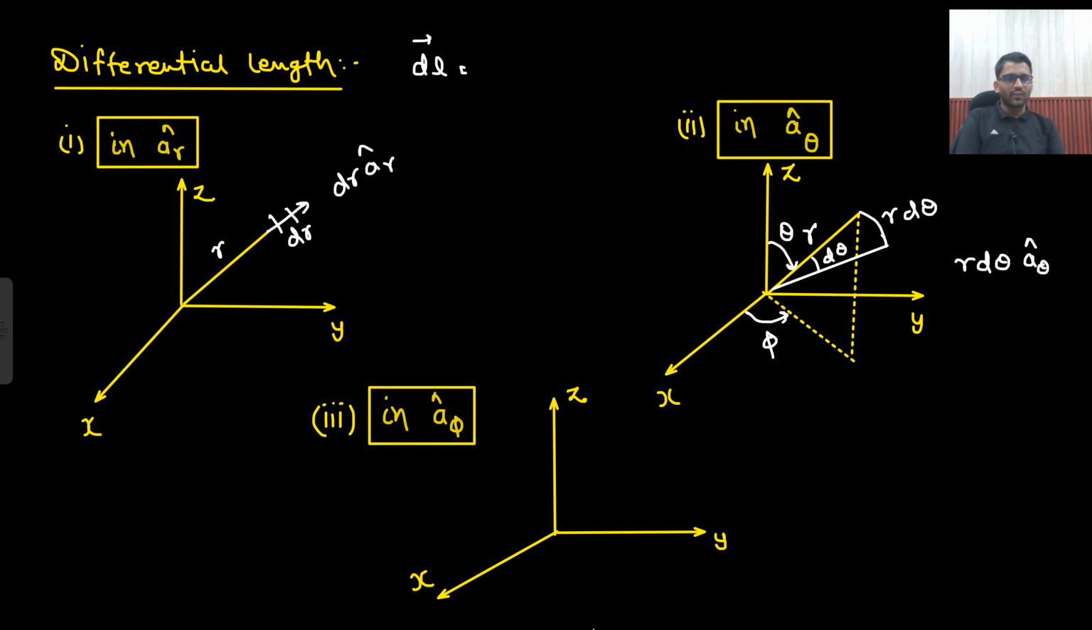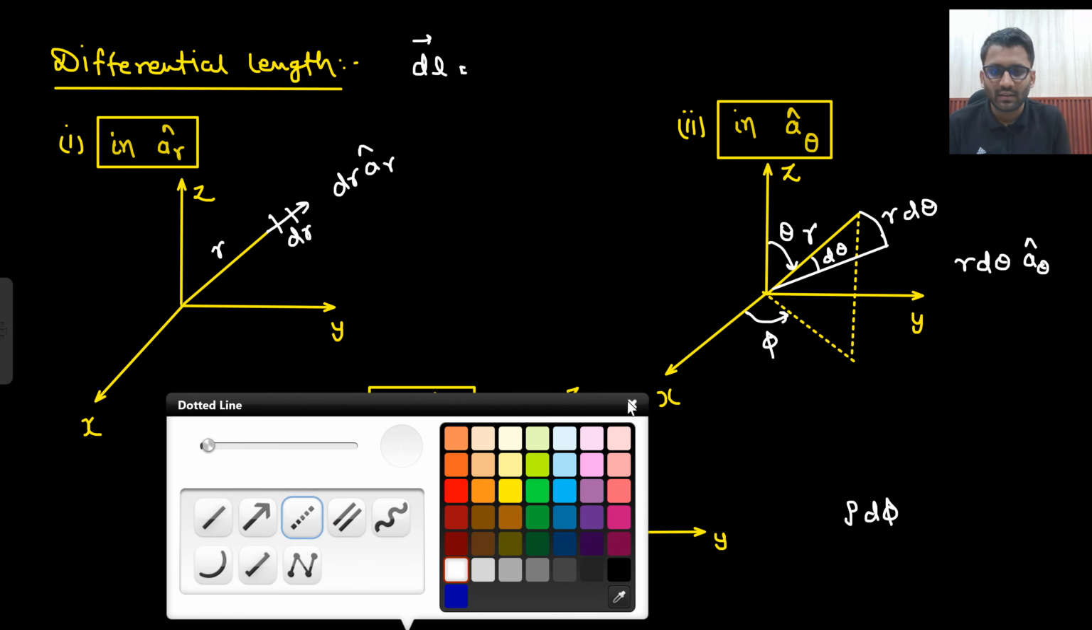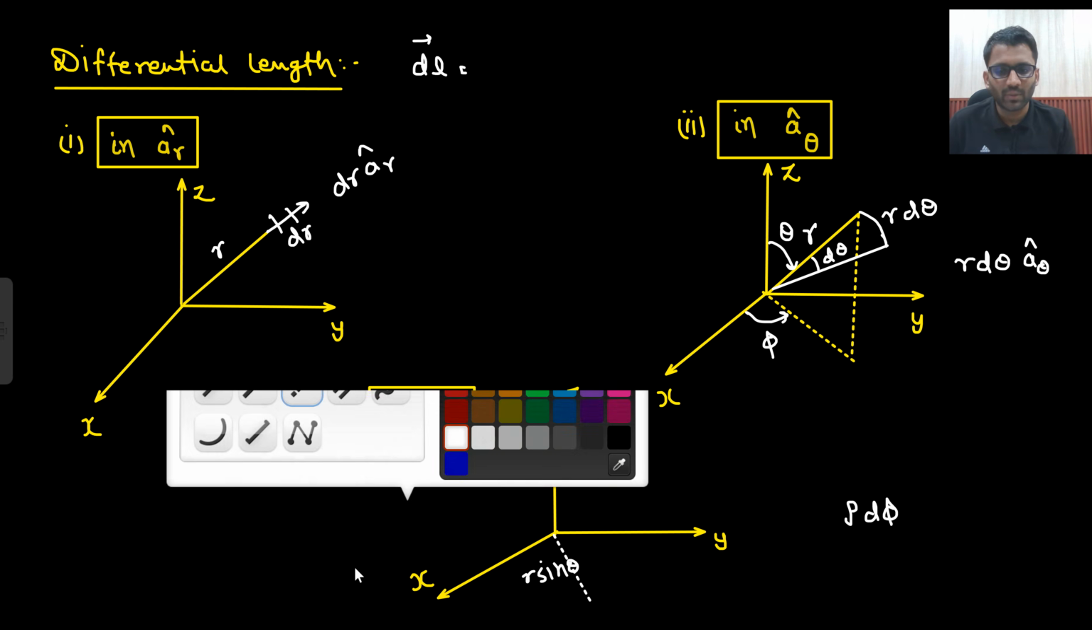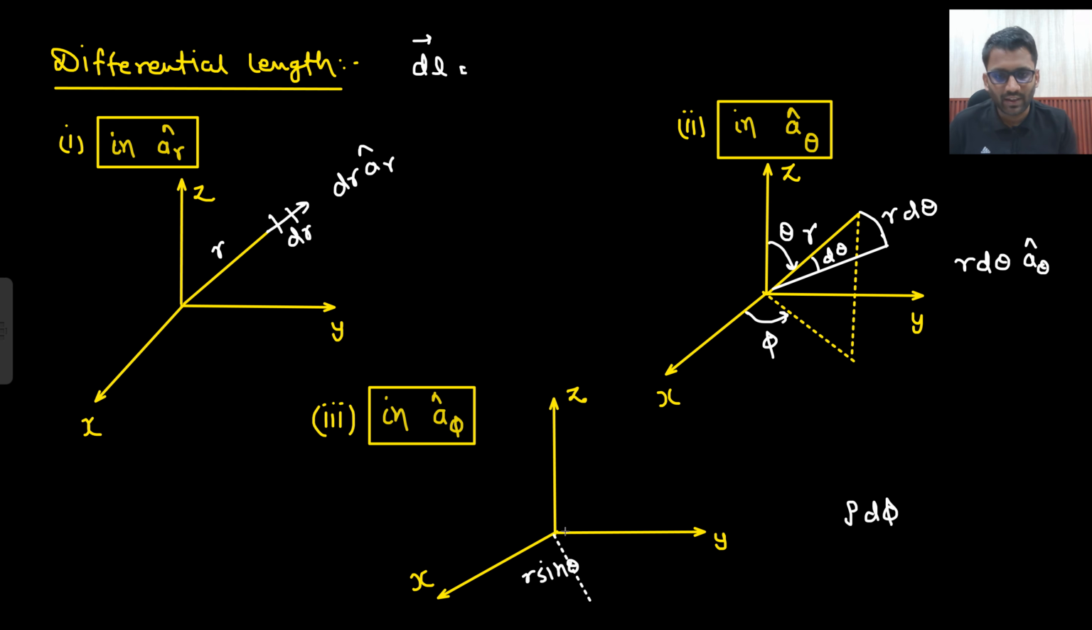What about in the direction of phi? In the direction of phi, how much have you worked? Rho d phi. Basically, in the direction of phi, this was your rho. Here rho is r sin theta, because this was your r, this was your theta angle, so this was 90 minus theta. So rho is r sin theta, and you are working by phi angle.